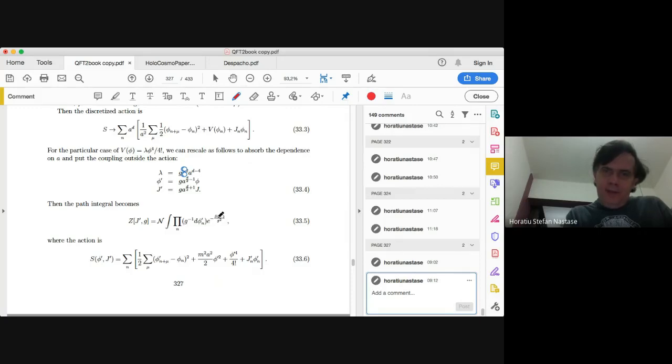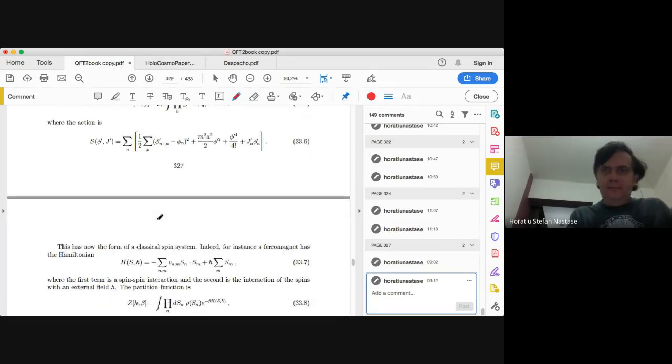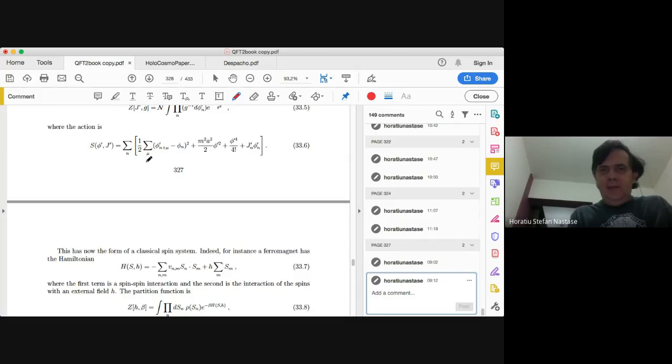And then this action is divided in exponent by g squared. So I have exponent minus s divided by g squared. And then d phi prime. D phi becomes d phi prime over g. And then there's these powers of a that go into this normalization constant that we anyway have. Okay. So this partition function at this point, this discretized partition function written in this way, has the form of a classical spin system.